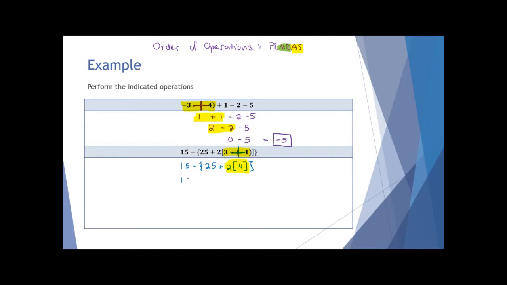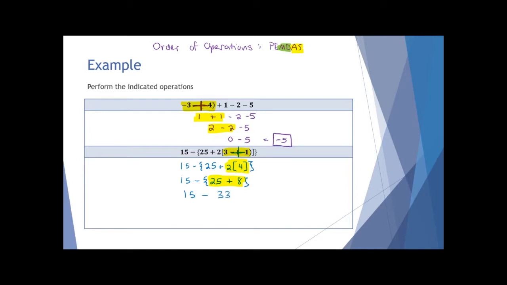So I have my 15 minus curly brace 25, and then 2 times 4 is 8. So that's 25 plus 8. I'm still working inside the curly braces. I need to simplify that as much as possible. So that means now I need to do the addition here. 25 plus 8 is 33.